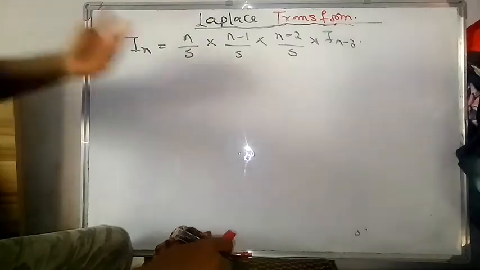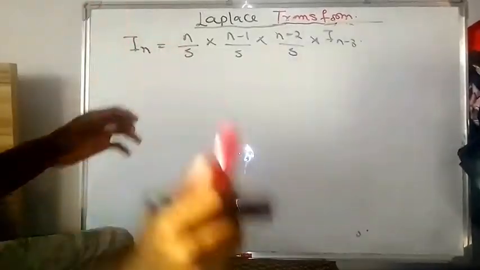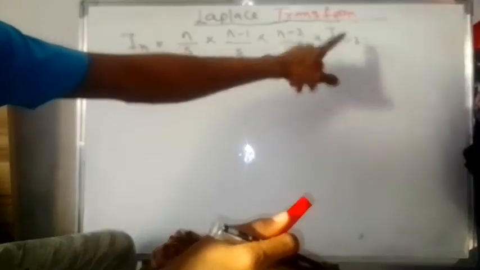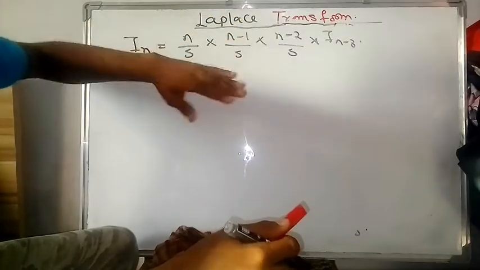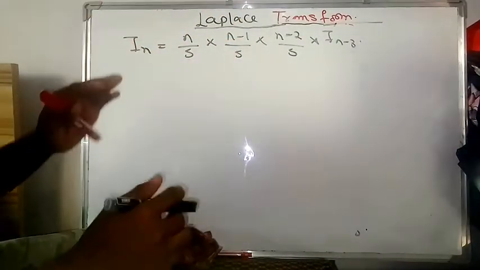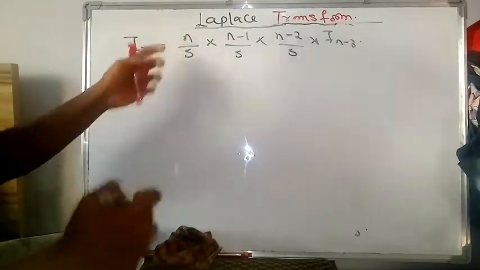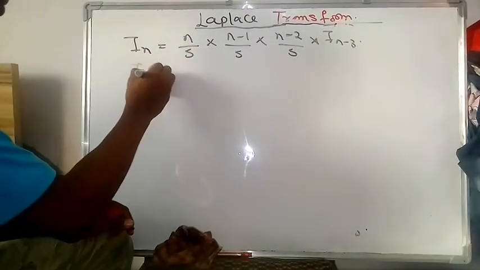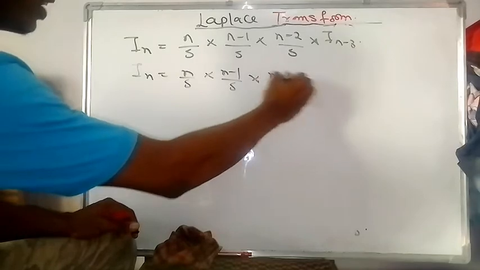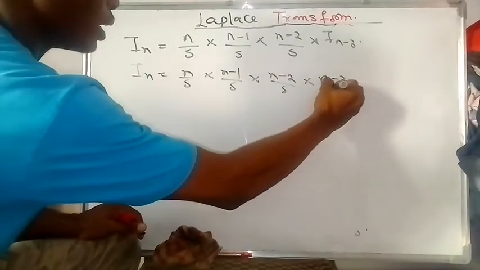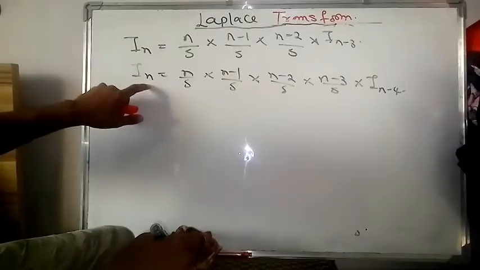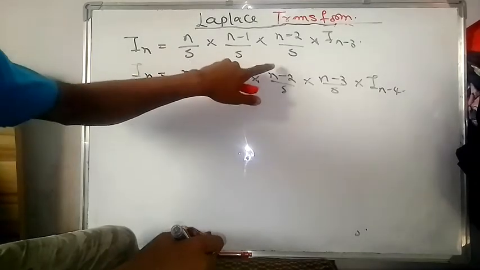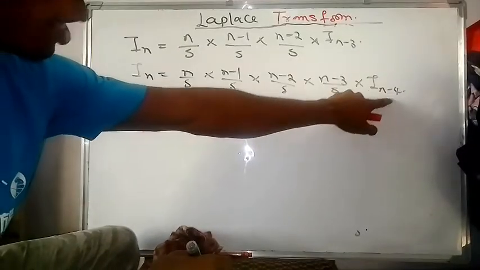If we had done for 4, we would have gotten I subscript n minus 4 here. So what we would have gotten for 4 would be n minus 1, n minus 2, n minus 3, then I subscript n minus 4, right? But in this case we're substituting at only 3 consecutive series. Okay, let's do for 4. If it's 4, we'll be having I subscript n equal to n divided by s times n minus 1 divided by s times n minus 2 divided by s times n minus 3 divided by s times I subscript n minus 4. So if I say let n be equal to 4, this will be 4, 3, 2, 1 times I subscript 4 minus 4, which is I subscript 0.